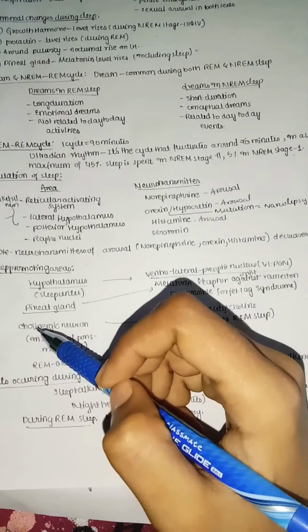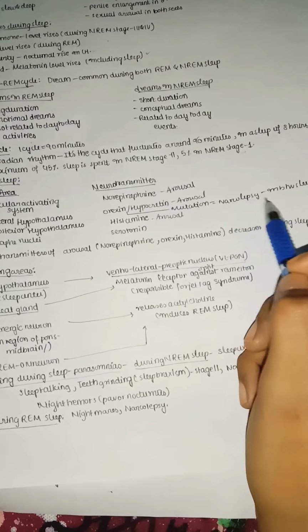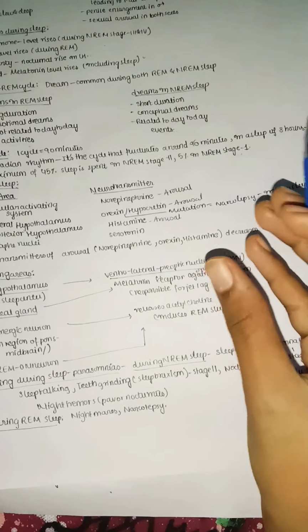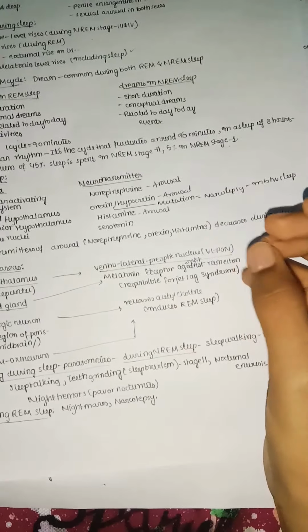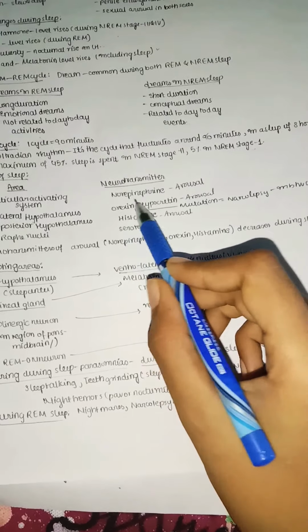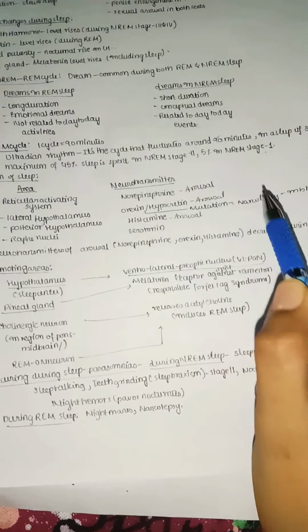So any mutation in this orexin will lead to narcolepsy. A person will be sleeping in between, and also he'll have morning sleepiness, because at night also he can't sleep very well. Sometimes he'll sleep and wake up again, sometimes he'll sleep and wake up again. So any abnormality or mutation in orexin will lead to narcolepsy.